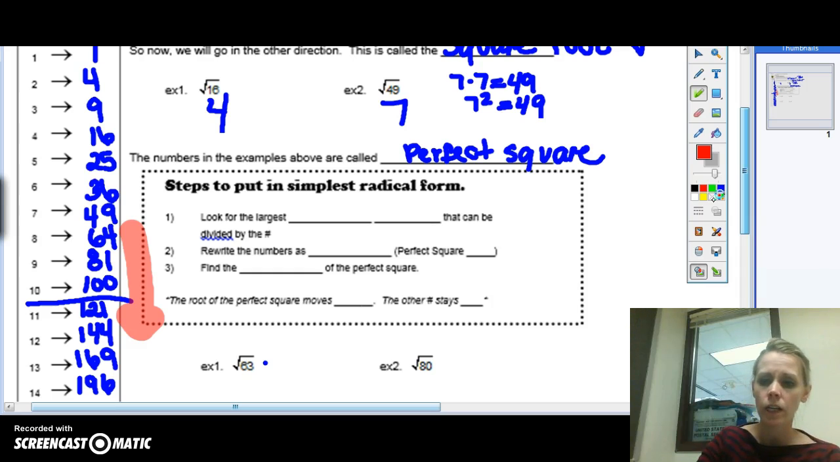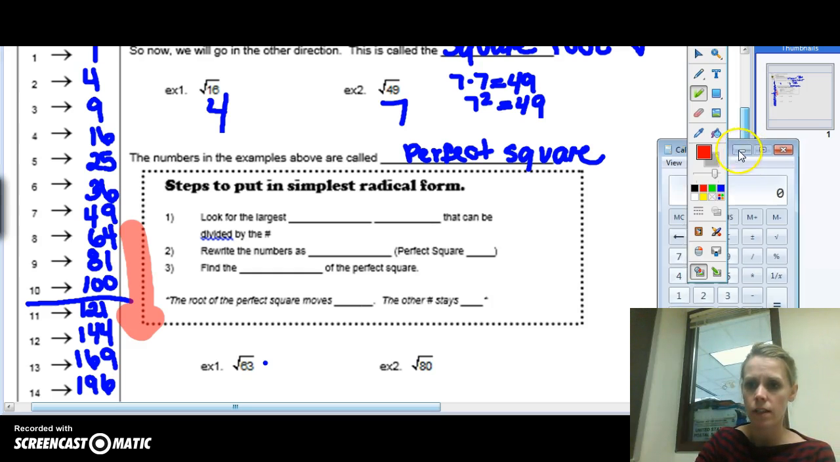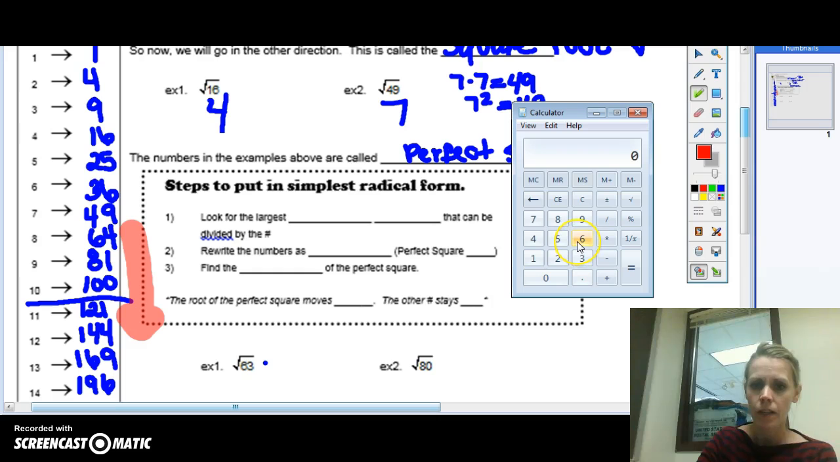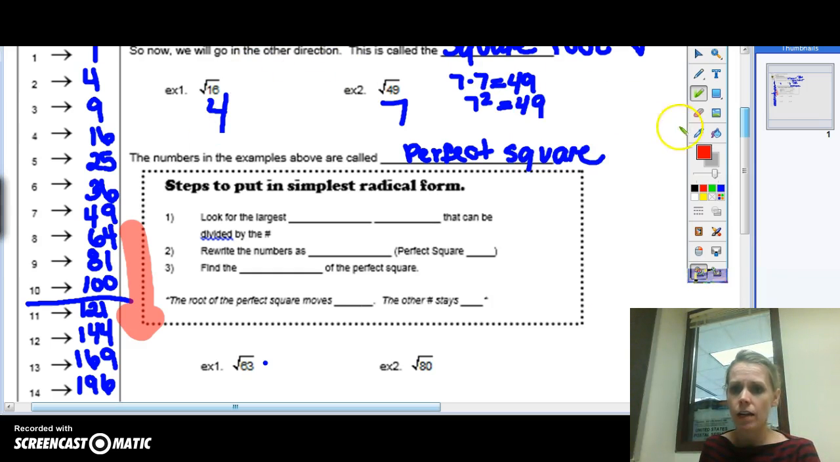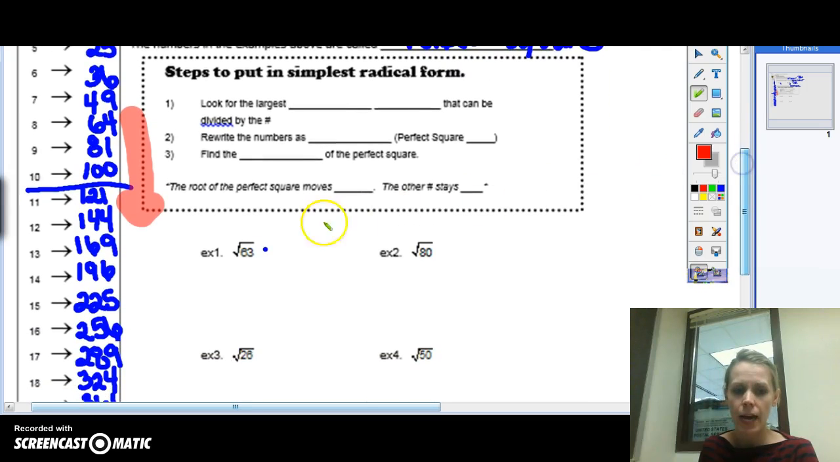So what you're literally going to do is go to your calculator. I'm going to try 63 divided by 49. That doesn't work. So I'm going to try 63 divided by 36. That doesn't work. 63 divided by 25. I knew that. That's not going to work. 63 divided by 16. Oh, man. 63 divided by 9. Bingo. Got it. Okay? So 9 is the biggest perfect square you can divide into 63.